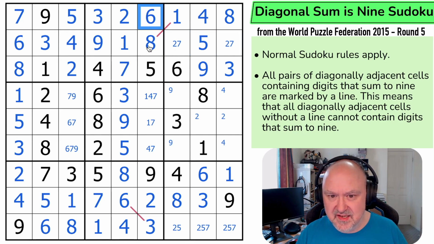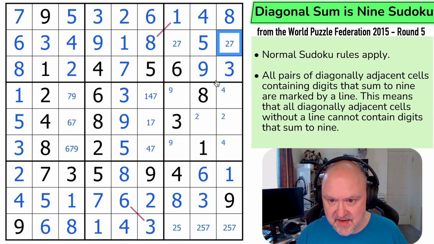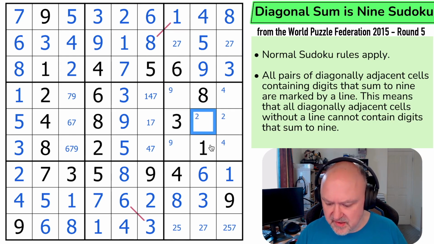2 can't go diagonally next to 7. 7 can't go diagonally next to 2. I'm not seeing that anywhere. This is going to have to get resolved by Sudoku. The 5 looks down saying that's not the 5. So this has to be 2 or 7 to complete the column.